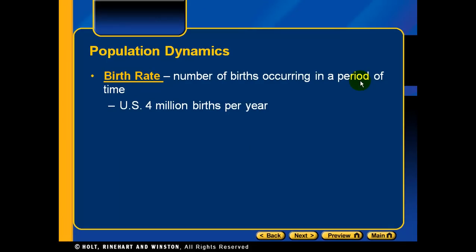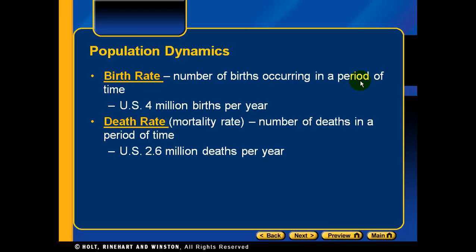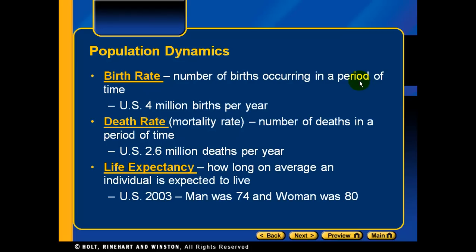Population dynamics. Some other terms you should recognize. Birth rate is the number of births occurring in a period of time. In the U.S., 4 million births per year is an example of a birth rate. Death rate, also called mortality rate, is the number of deaths in a period of time. In the United States, 2.6 million deaths per year. Life expectancy is how long on average an individual is expected to live. In the United States in 2003, the life expectancy of a man was 74 and a woman was 80.